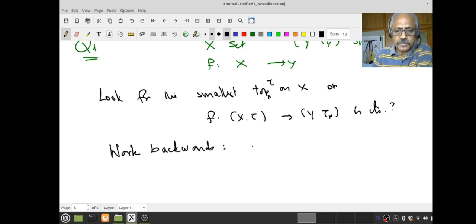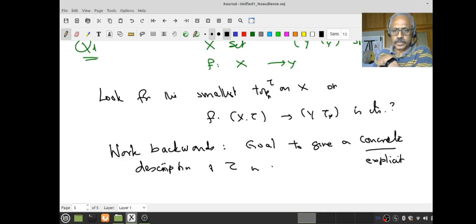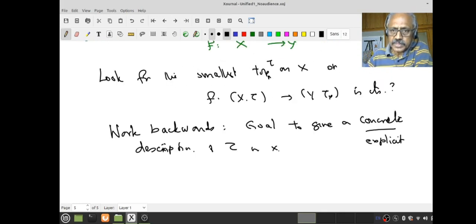For what purpose? The goal is to find a concrete, explicit description of tau on X. So suppose such a tau exists, then what should happen?